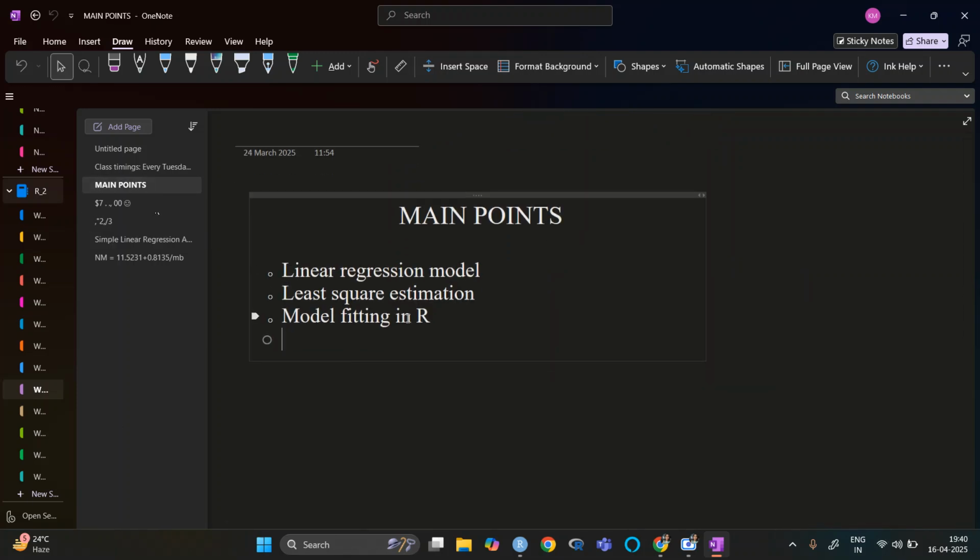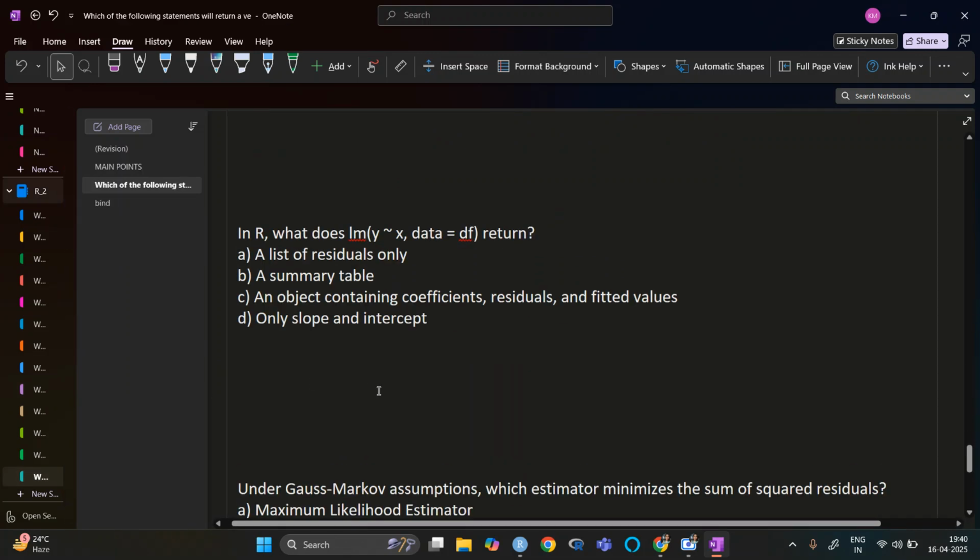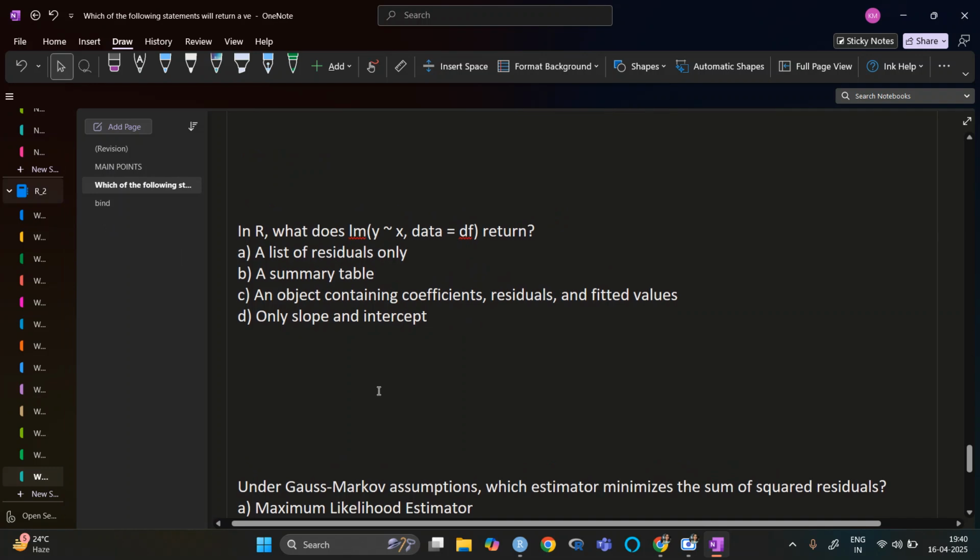Then we have linear regression analysis. This one is, I think, very fresh, even. We have done multiple linear regression analysis in the last class also, so it is not very needed to repeat everything again.